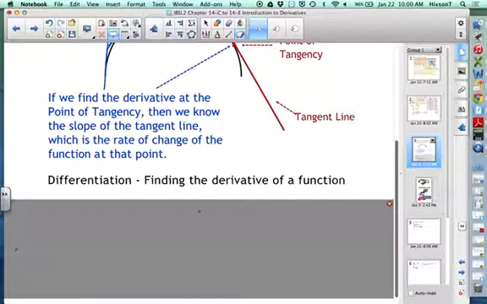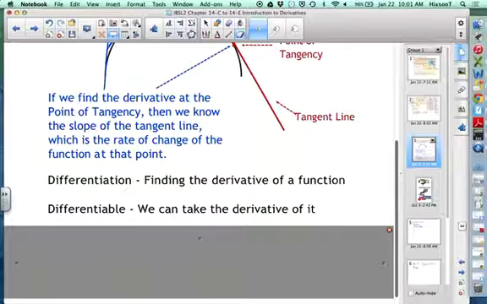So, a couple other terms that you need to be familiar with. Differentiation is just a big term for finding the derivative of a function. Okay? If something is differentiable, that just means we're able to take the derivative of it. Okay? So those are two terms that seem big, but they're not super complicated. But those are terms that you need to be familiar with because they come up a lot.